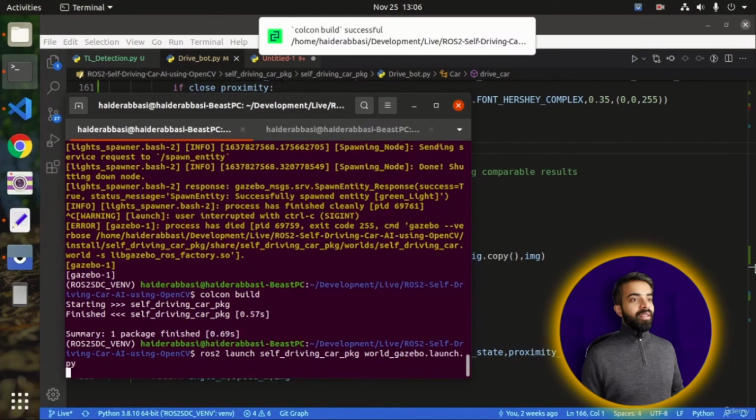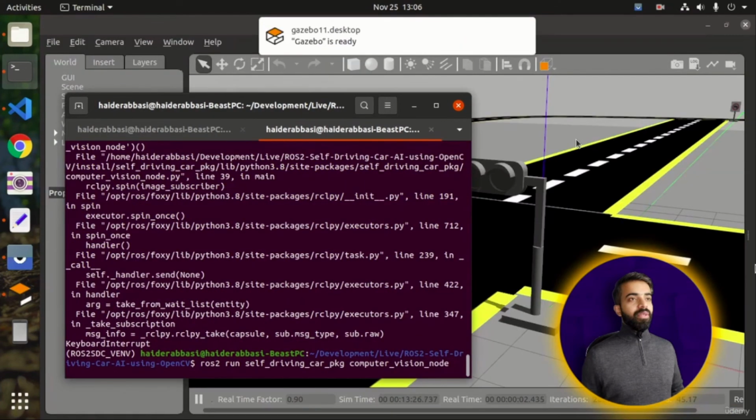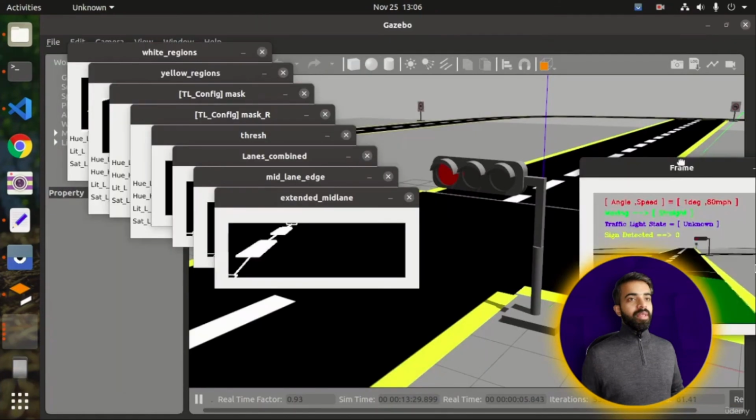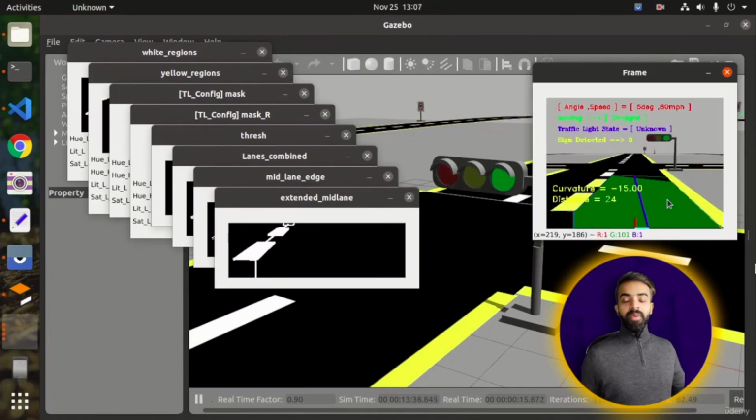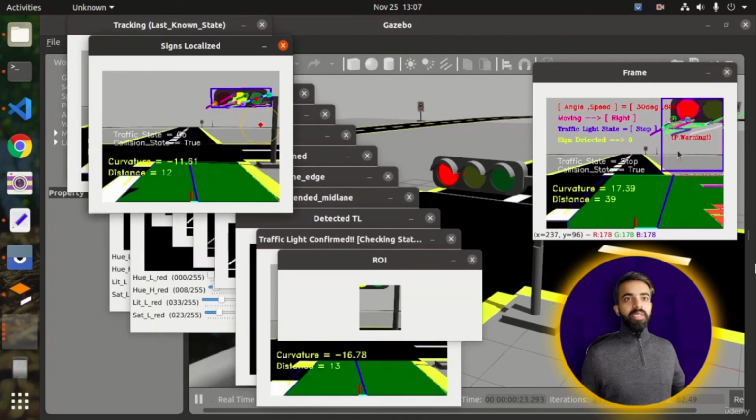To test it, we move over to the terminal, build the project, launch the simulation, and once the simulation starts up, we run our computer vision node. And once the computer vision node starts up, you will notice once the car approaches the traffic light, the car not only detects and retrieves the state of the traffic light, but it also starts tracking the traffic light once it has a confirmed detection, which you can see right here. So this improves the reliability of the system, which means that we can now proceed on to building its control system so that we can leverage the information that we have just received.